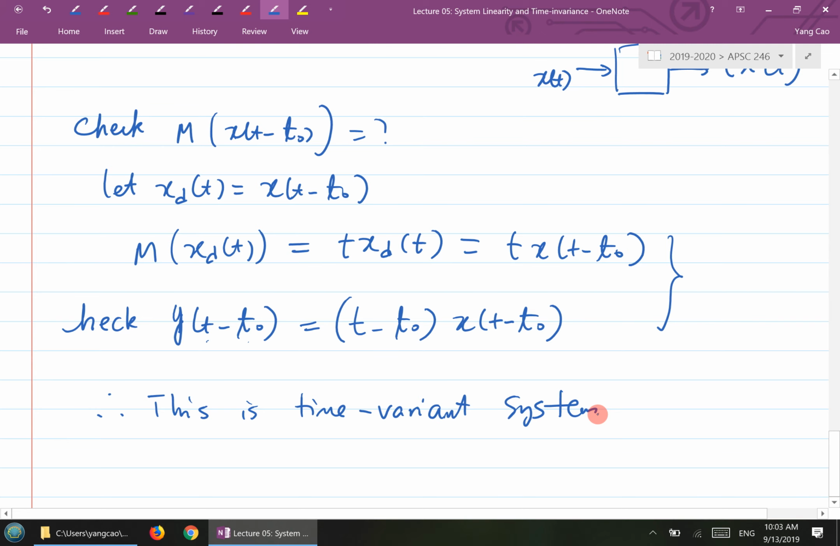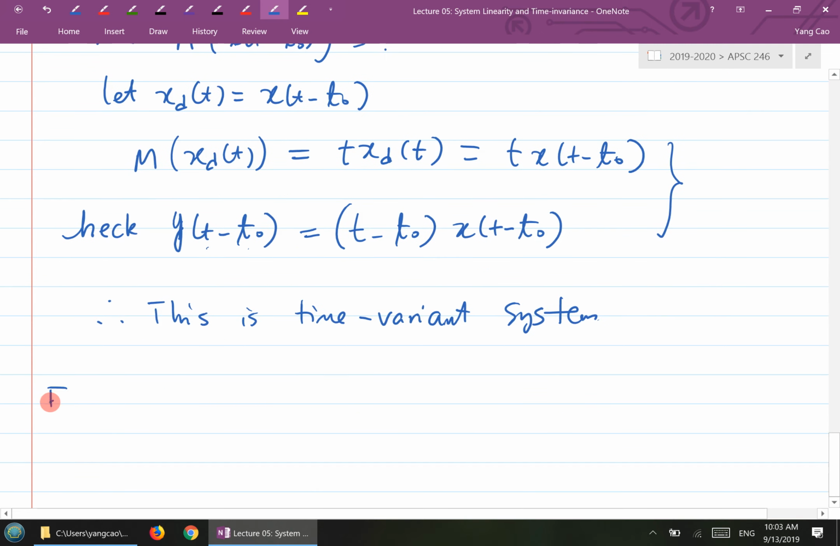So as a matter of fact, if I show you an example, but I probably won't go through it, let's see if I have another system, which is cosine t times x of t, for example. Let's see if you have another system. It's cosine t times x of t. The only difference is the other one is t times. This is cosine t, right?